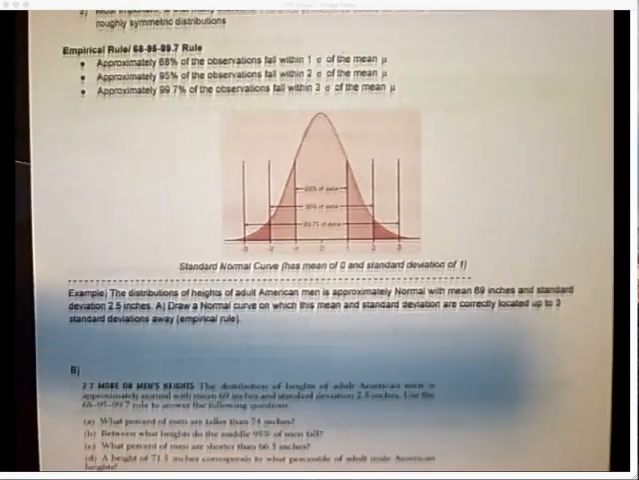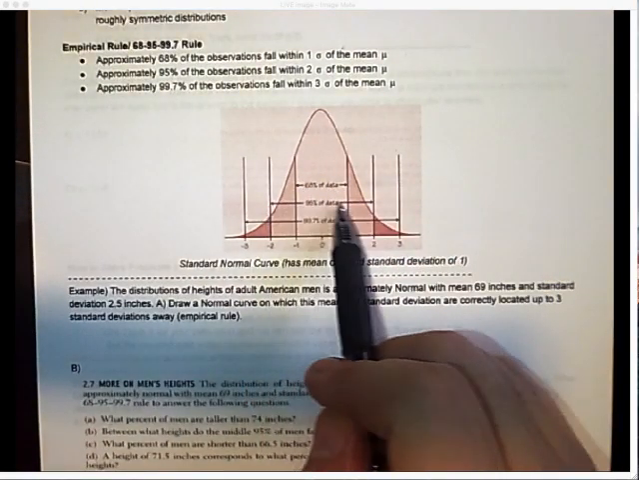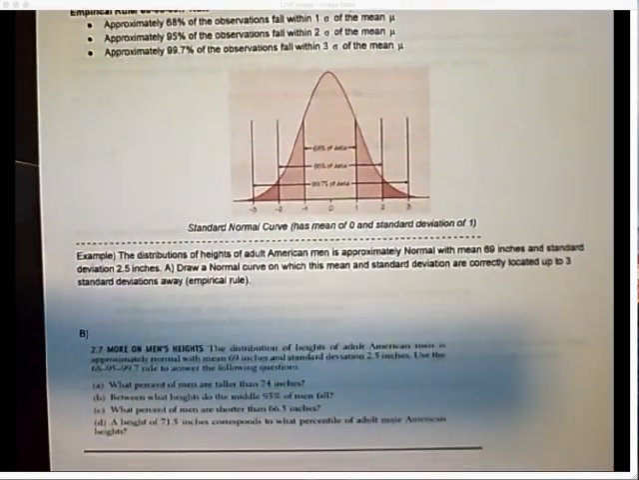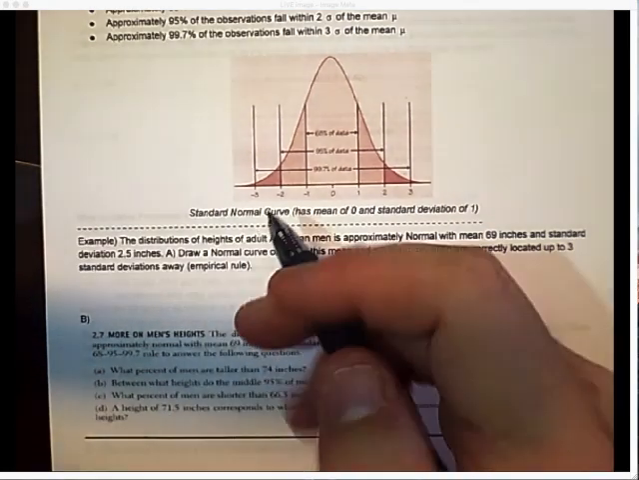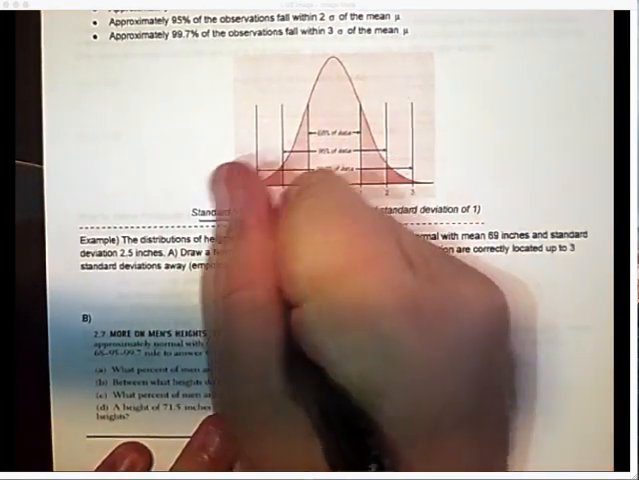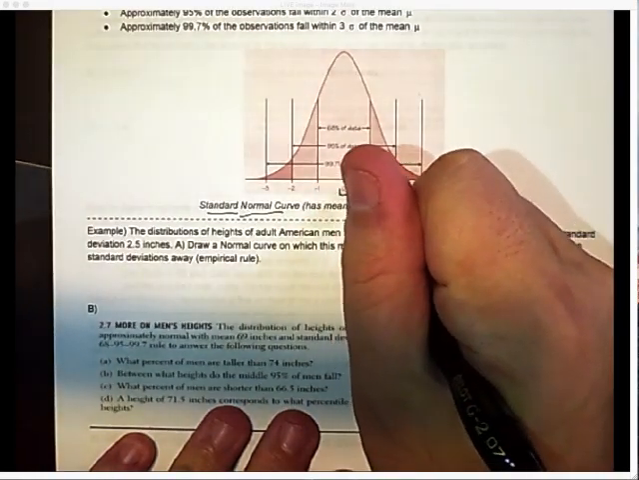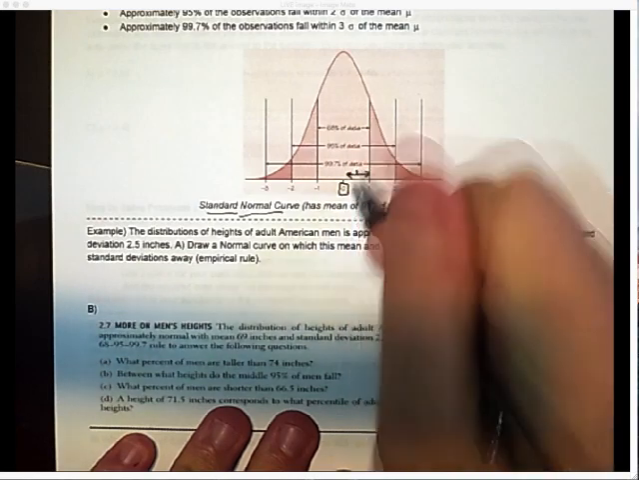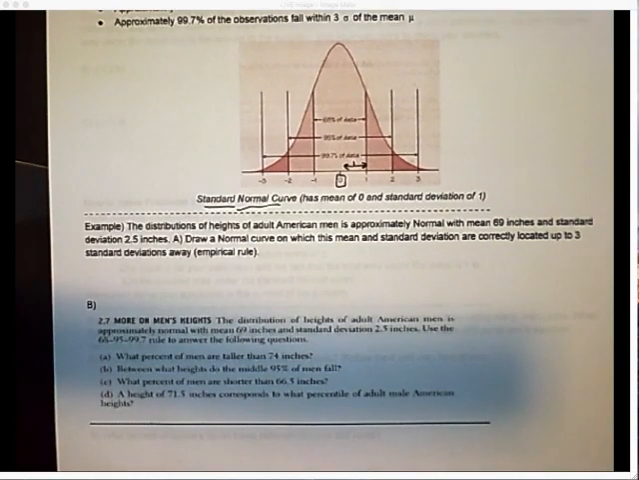All right, so here's a picture of it. Within 1 standard deviation, 68, within 2, 95, and within 3, 99.7. Now this is a special normal curve. This is actually called the standard normal curve. And what makes it standard? A standard normal curve has a mean of 0, and the standard deviation equals 1. That's what makes it standard normal, and you'll see why that's important.